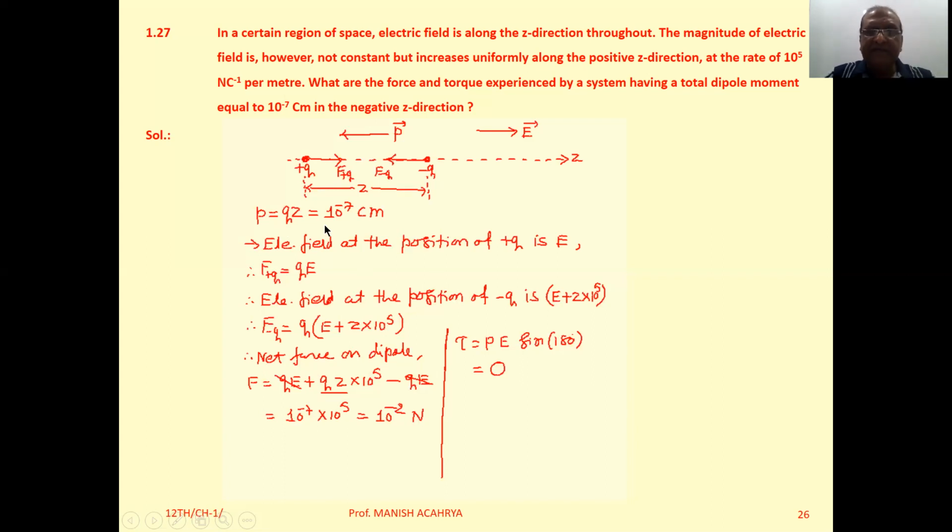So QE cancels. You will get QZ into 10 raised to 5. But QZ is 10 raised to minus 7, that is the dipole moment given to you. So substituting, you will get the force on the dipole in the negative z direction, that is 10 raised to minus 2 Newton. Now, the angle between the dipole moment and the electric field is pi, 180 degrees. So the torque acting on the dipole is pE sine theta. Theta is 180, sine 180 is 0. So the torque acting on the dipole is 0. Clear to all of you?